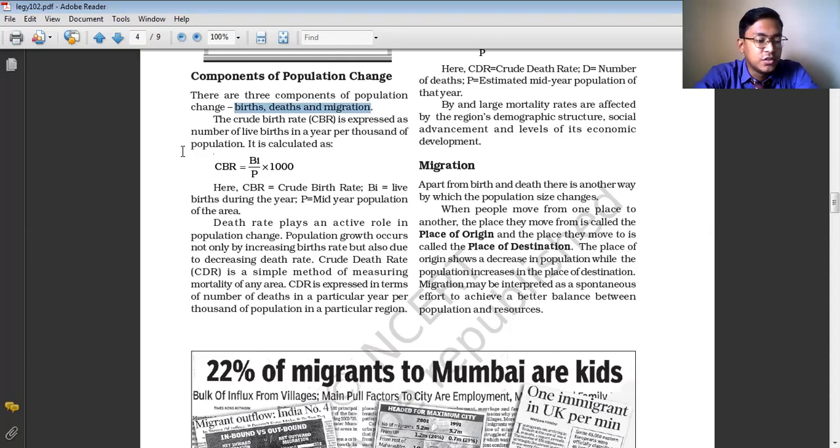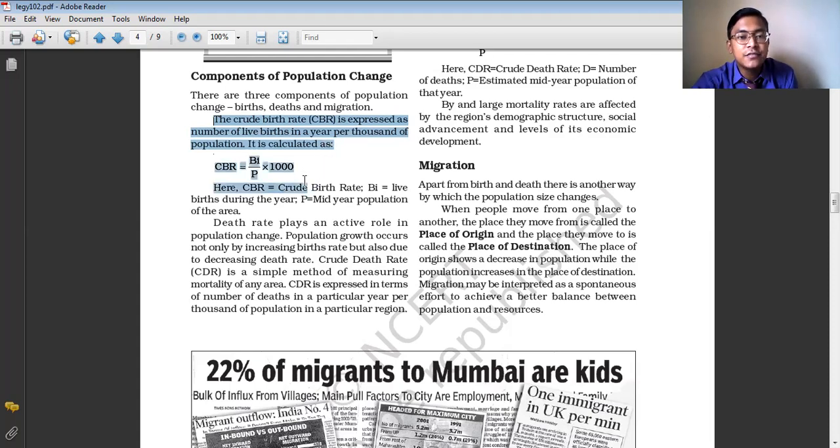So the birth rate, which is also known as the crude birth rate, is expressed as the number of live births in a year per thousand of population. The birth rate or the crude birth rate is the number of live births in a particular year per thousand people. That means for every 1000 people, what is the number of children taking live birth?